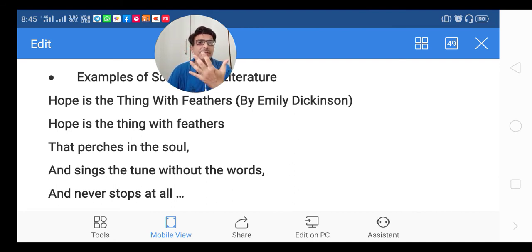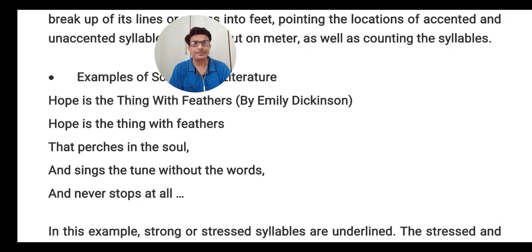So these five things you need to find out when you are doing scansion, and all this practice is known as versification. I repeat them again. Scansion means scanning of the poem, and this scanning is done on the basis of five criteria. Number one, to count the number of lines and divide each line into syllables. Number two, to find out the rhythm of each syllable, whether it is stressed or unstressed, strong or weak.